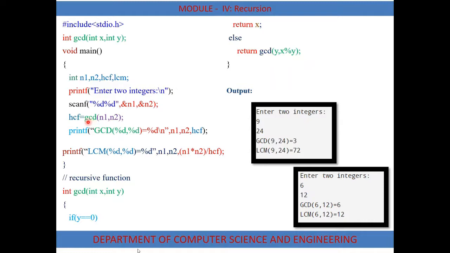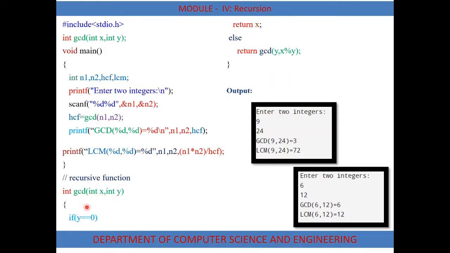Now the control will transfer from this line to here. So this is the function definition, that is int GCD of int x comma int y. For this we are passing two parameters x and y. So n1 is nothing but x, n2 is nothing but y. So here what is the value of x? X is 6, y is 12.